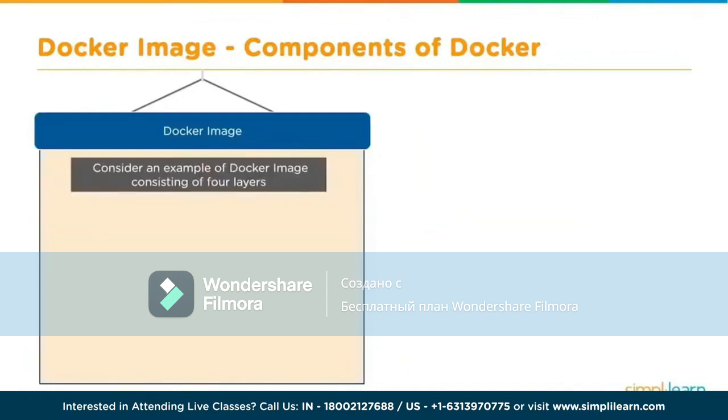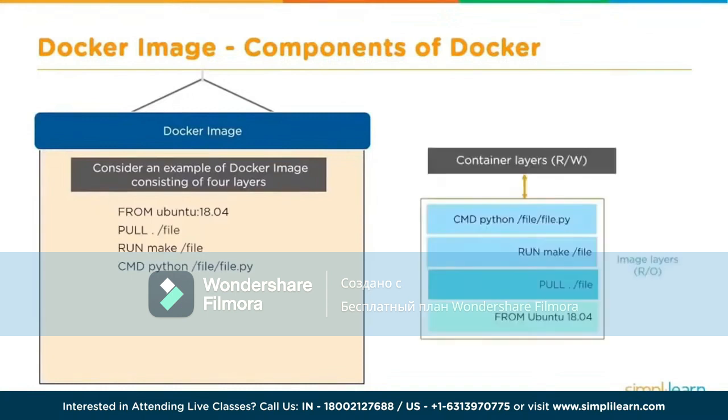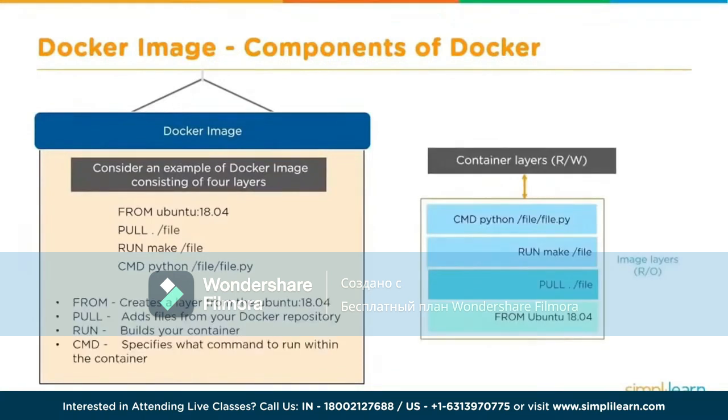So let's actually go through and look at what one of those sets of instructions would look like. Here we have four layers of instructions. We have a from, pull, run, and then command. So what does that actually look like in our layers? To break this down, the from creates a layer which is based on Ubuntu. And then what we're doing is adding in files from the Docker repository onto that base layer.